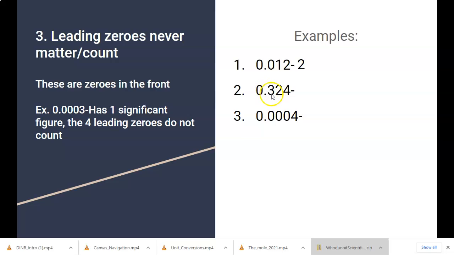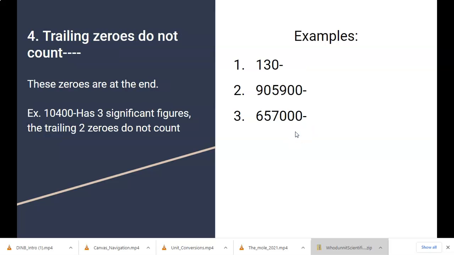Here I have 0.324. My 324 do count because they're significant because they're non-zero numbers, but my zero in the front doesn't count. And so my answer is 3. And then here I have 0.0004. The 4 is going to count because it's a non-zero, but all the zeros in the front don't matter, so my answer is 1.